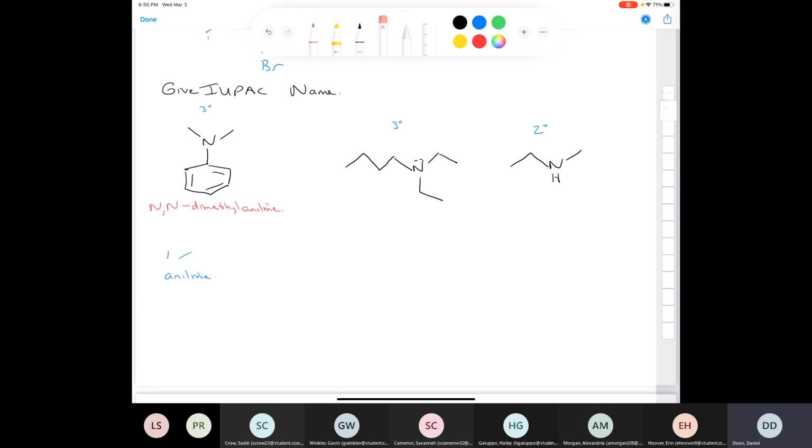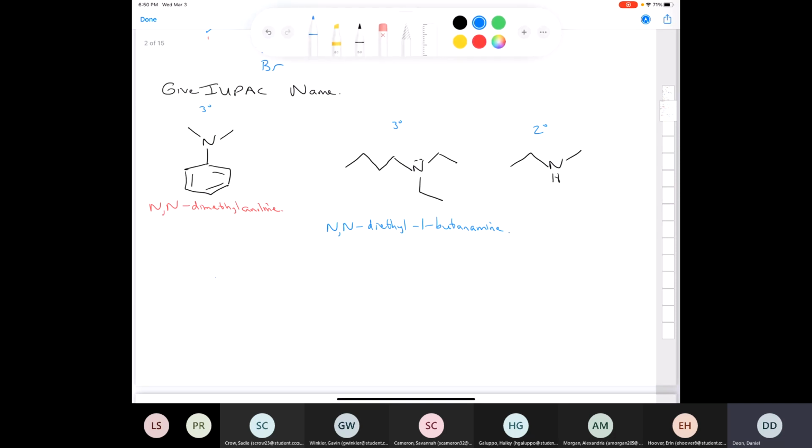Yeah, and Sadie, your answer, I think it's Sadie who put it. Yeah, absolutely. So Sadie put for the second one, the parent is going to be the 4 carbons here. So that would be 1-butanamine. So it's N,N-diethyl-1-butanamine. And if you're wondering, well, why is the 1 important?